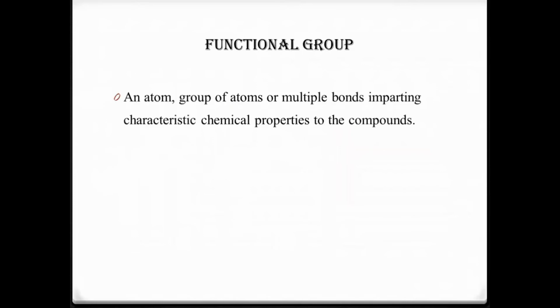Functional group, this term is very important for an organic chemist. It is basically an atom or group of atoms or multiple bonds imparting characteristic properties to the compounds. For example, alcohol here. The functional group of alcohols is OH, and this R shows the alkyl group, any alkyl group that is attached to OH. All the compounds that have OH in the structure are named alcohols, and they have the specific properties related to alcohols.